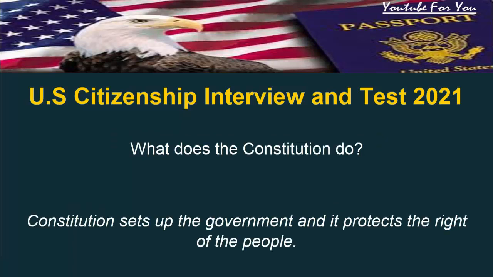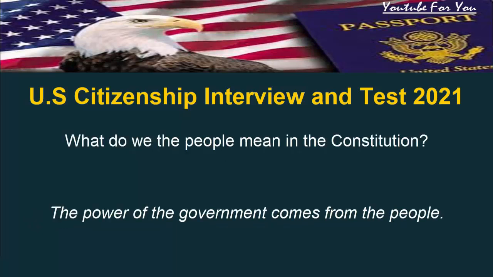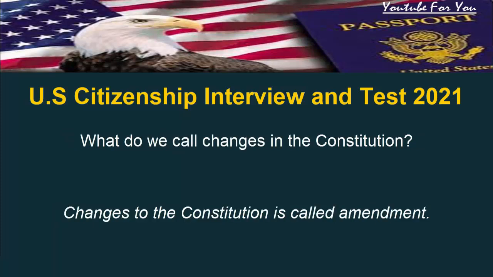What does the Constitution do? Constitution sets up the government and it protects the right of the people. What does "we the people" mean in the Constitution? The power of the government comes from the people. What do we call changes in the Constitution? Changes to the Constitution is called amendments.